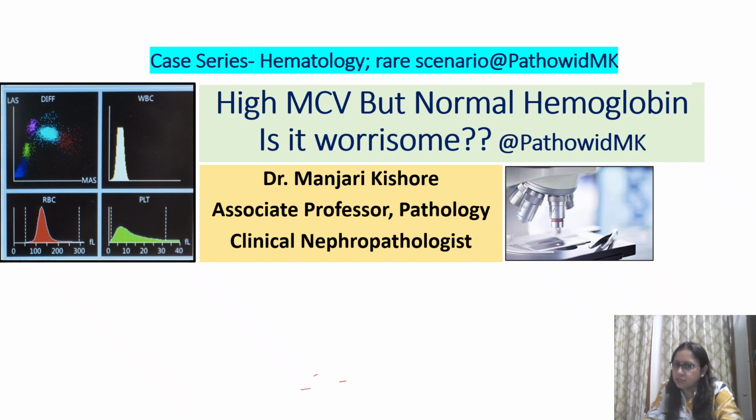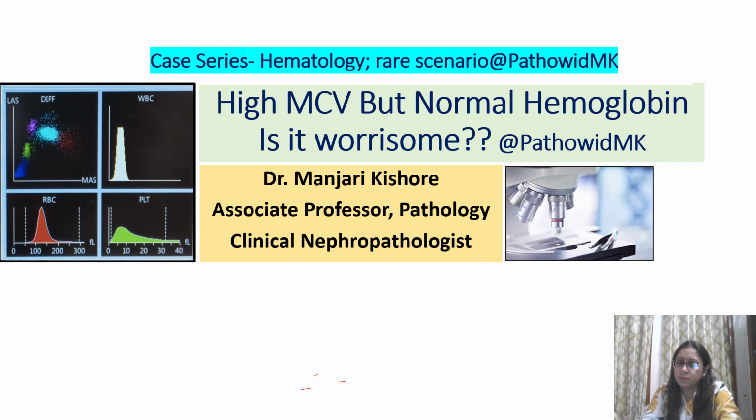When we saw the CBC report of the patient, what we got was that the patient had normal hemoglobin and his MCV was around 127. That alarming situation comes to our mind immediately, because the normal range of MCV, that is mean corpuscular volume, is 80 to 100 femtoliter. MCV denotes the size distribution of RBCs. It was around 127 femtoliter in this case.